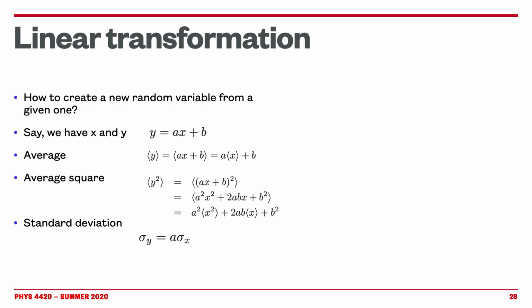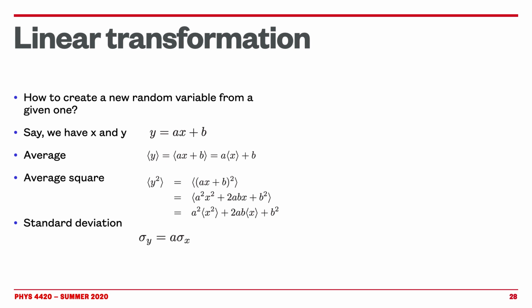Now, you may wonder why the value b does not come into the game for calculating sigma y. Well, it makes sense. If you take a full distribution and completely rigidly shift it by a value b, of course, the standard deviation does not change since everything moves in a rigid manner. So that's the reason why it doesn't matter. Good.